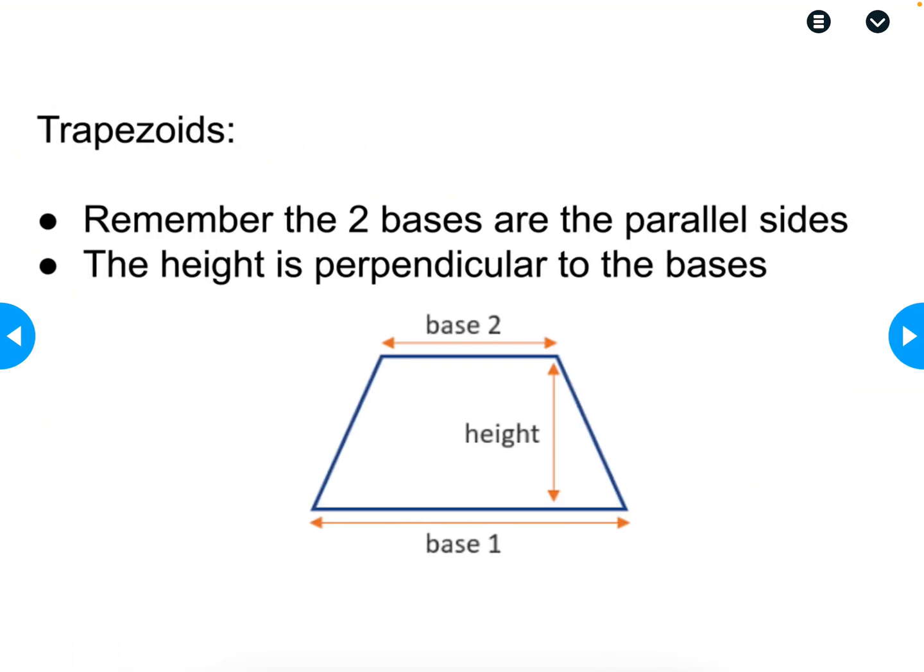All right, moving on to trapezoids. So a reminder that the two bases are the parallel sides. So it doesn't have to be the top and bottom. It depends on how the trapezoid is arranged. It could be sideways, so you want to be careful. Okay, and the height is perpendicular to the bases.